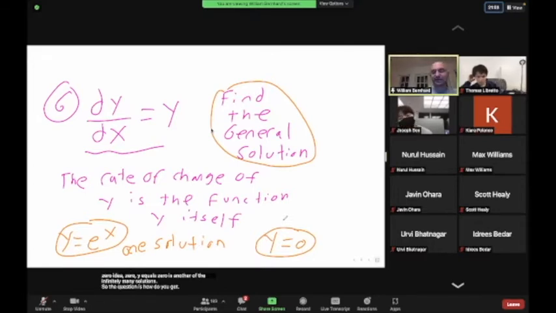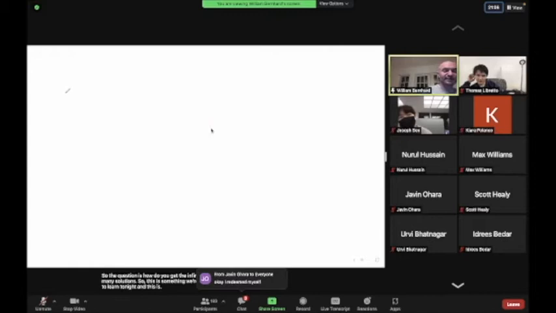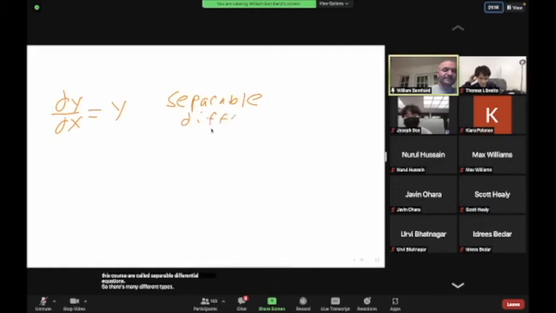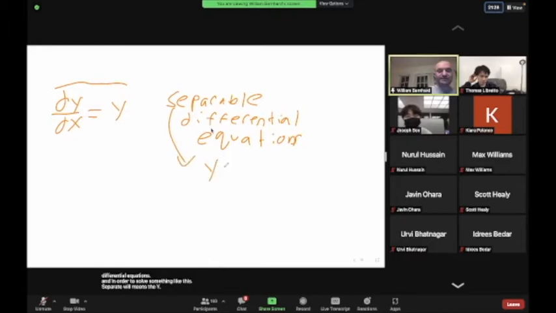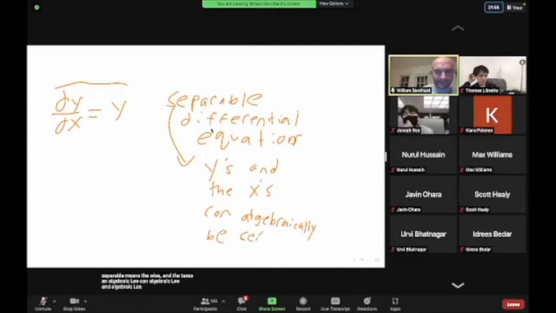So the question is, how do you get the infinitely many solutions? This is something we're going to learn tonight, and this is probably the key concept. The differential equations we're going to study in this course are called separable differential equations. There are many different types of differential equations. We're going to learn about separable differential equations. And in order to solve something like this, separable means the y's and the x's can algebraically be separated.